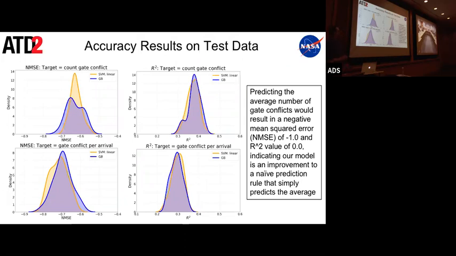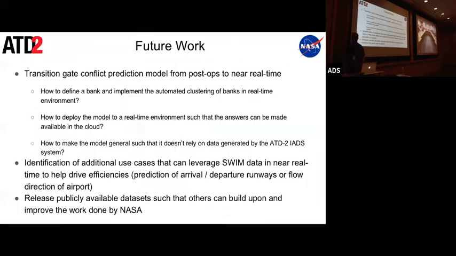Analogously, when we looked at our R squared here, again, if we were to predict just the average number of gate conflicts, we would expect our R squared to be 0, but you can see that we have an R squared greater than 0. And so again, this indicates that our model is an improvement on a naive prediction rule that simply predicts the average.